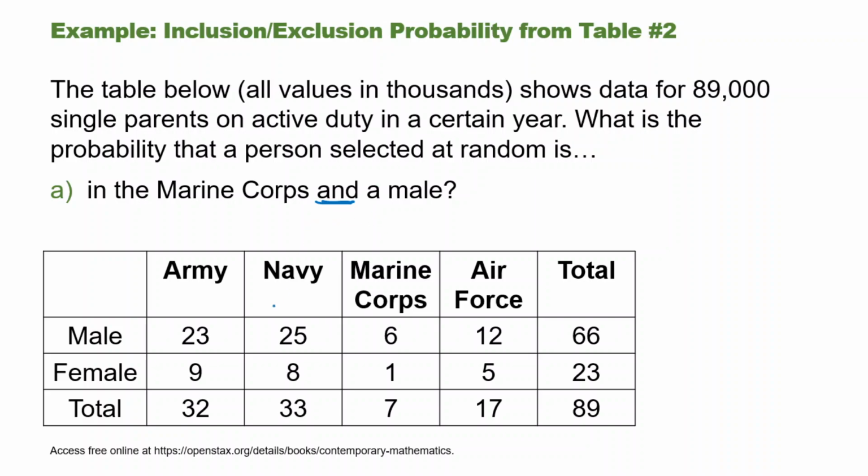So for this, we can count the number of Marine Corps and male. Well, on this table, we show in the Marine Corps column 6 male, 1 female for a total of 7. So this means this is 6 out of 89. Remember, these are both in thousands. 6,000 out of 89,000, which is 6 over 89. And that does not reduce. So 6 out of 89 is the probability that we have someone in the Marine Corps who is also a male.